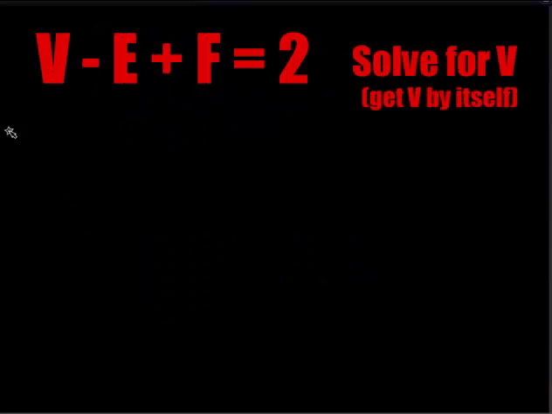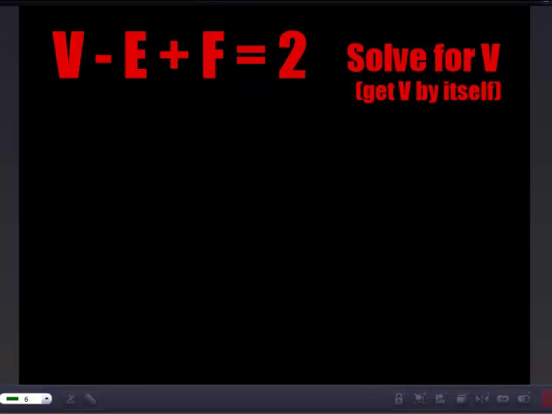So looking at our first example, v minus e plus f equals 2, we want to solve this, and there's three different possibilities we could solve for. We could get v by itself, or e, or f. This particular time we're going to solve for v, which means to get the v by its lonesome. We're going to do the same thing we did before when we solved equations by isolating the variable we want by doing the opposite to everything else.